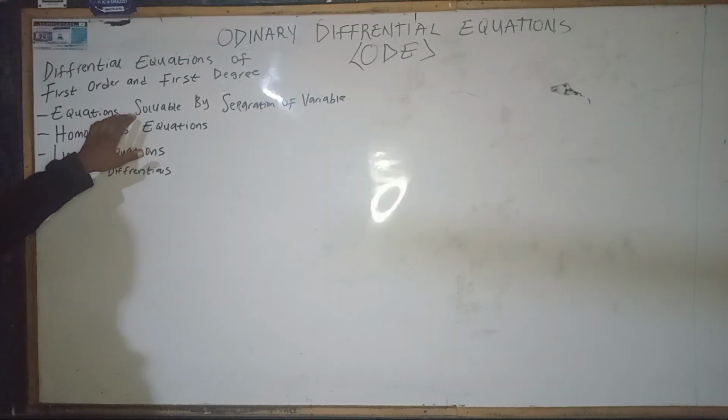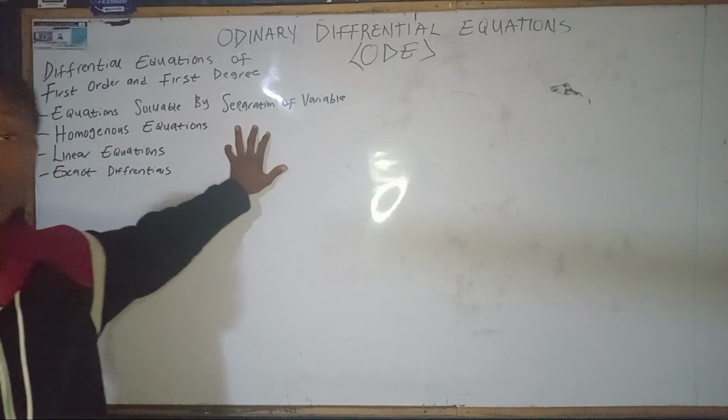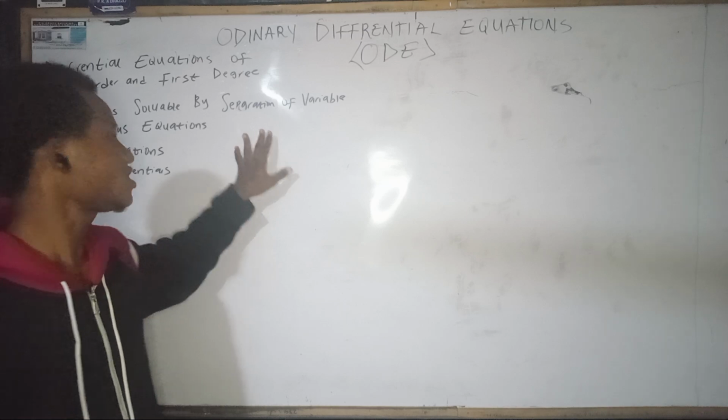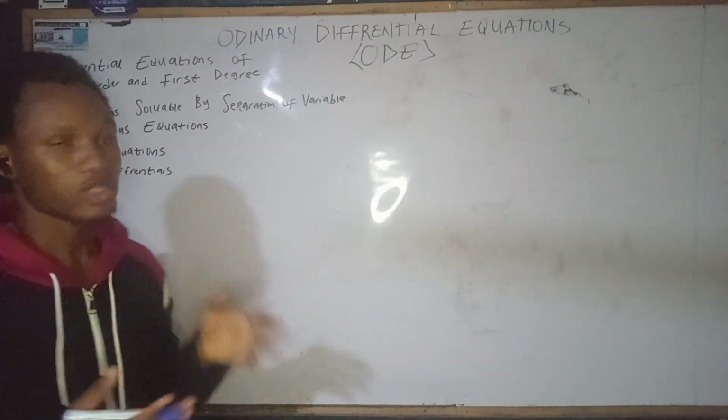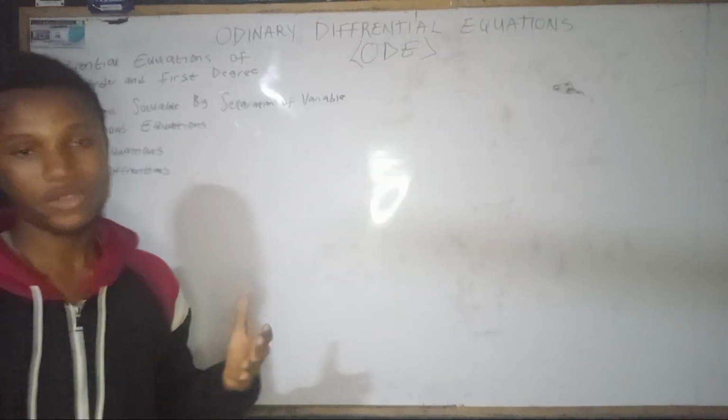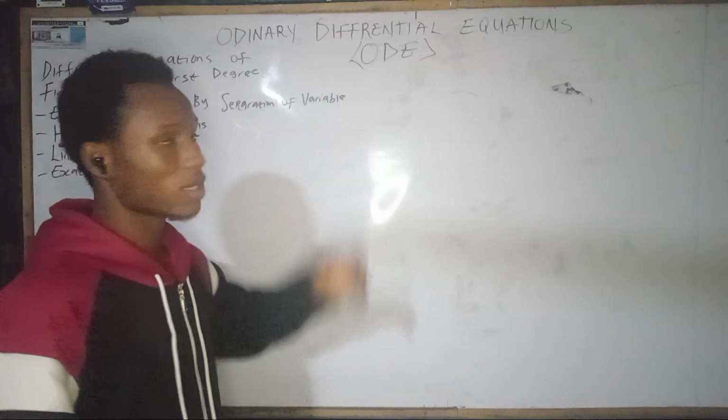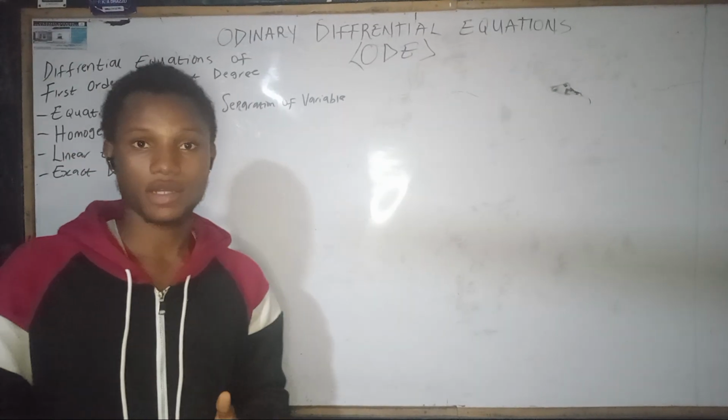The first one is equations solvable by separation of variables. Now this is the simplest part, just separation of variables. If you are very good at integrals, this is the simplest part of first order and first degree.